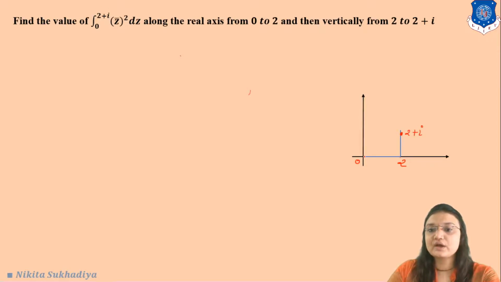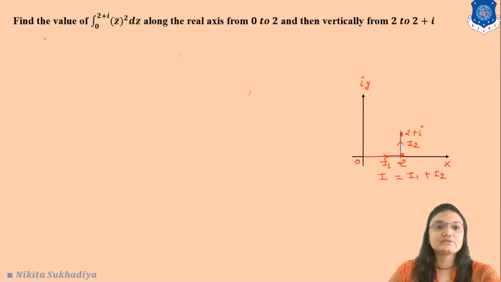So here we have two parts. The first, from 0 to 2, is our I1, and the second, from 2 to 2 plus i, is our I2. We will get our final integration answer by solving I1 and I2 and then taking the addition of both. This is our real axis and this is our imaginary axis.